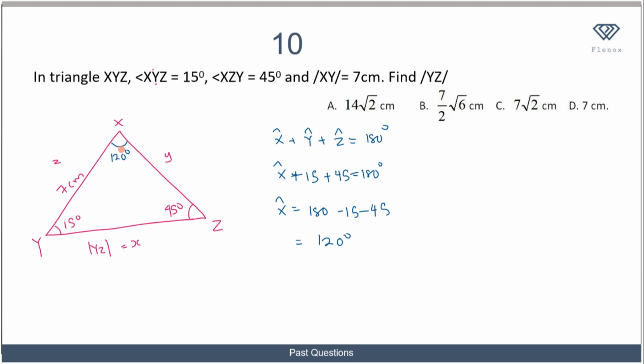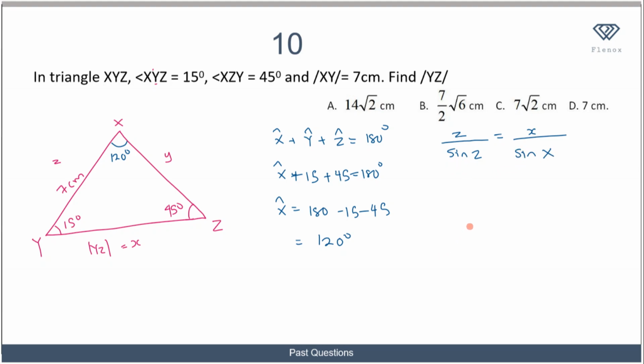I know this angle here and I know the side. I don't know the side opposite. That's what I'm looking for. So I can apply the sine rule. So I can write that z over sine z is equal to x over sine x.